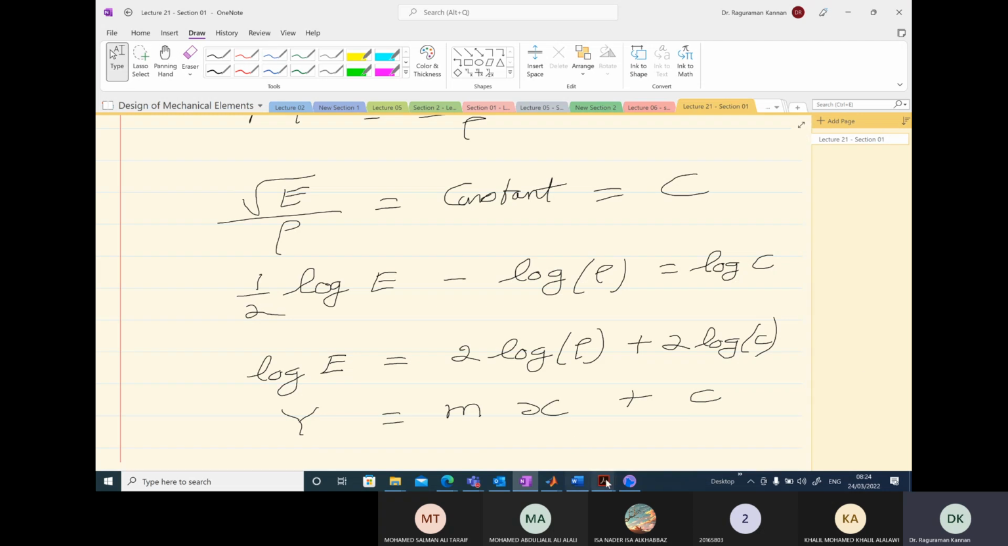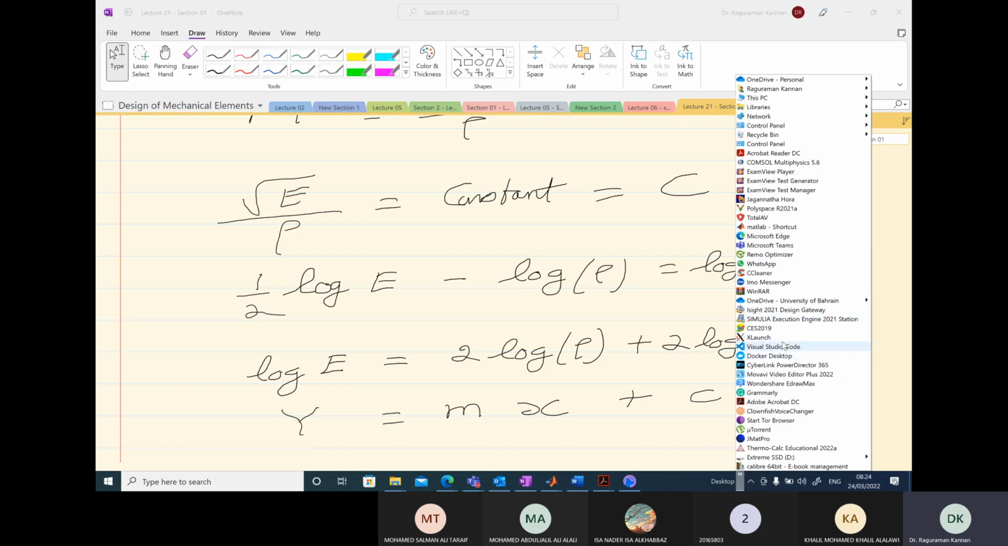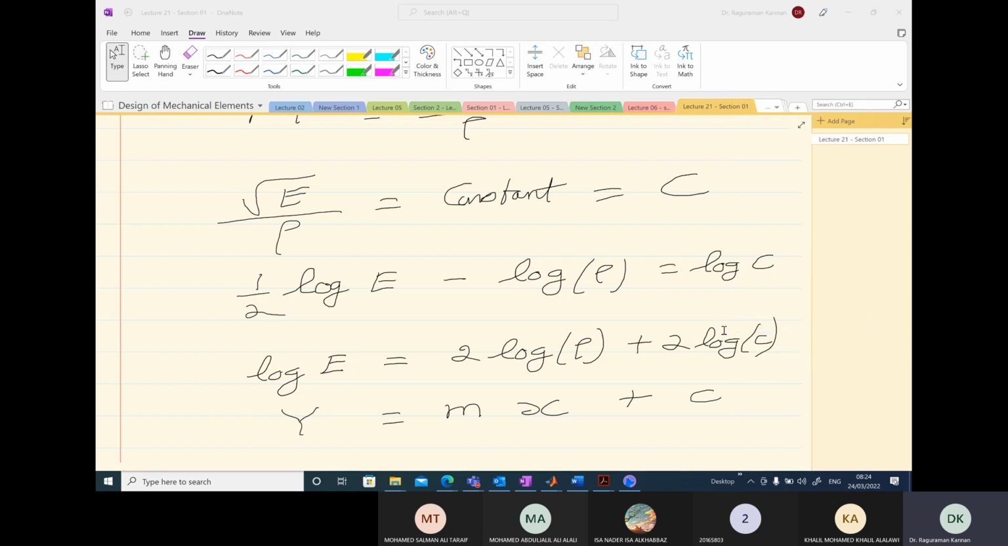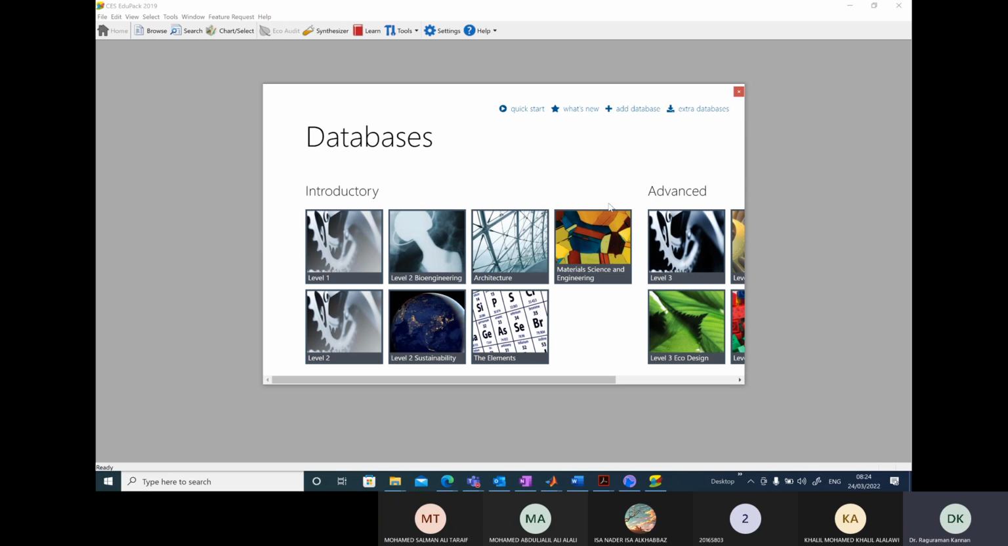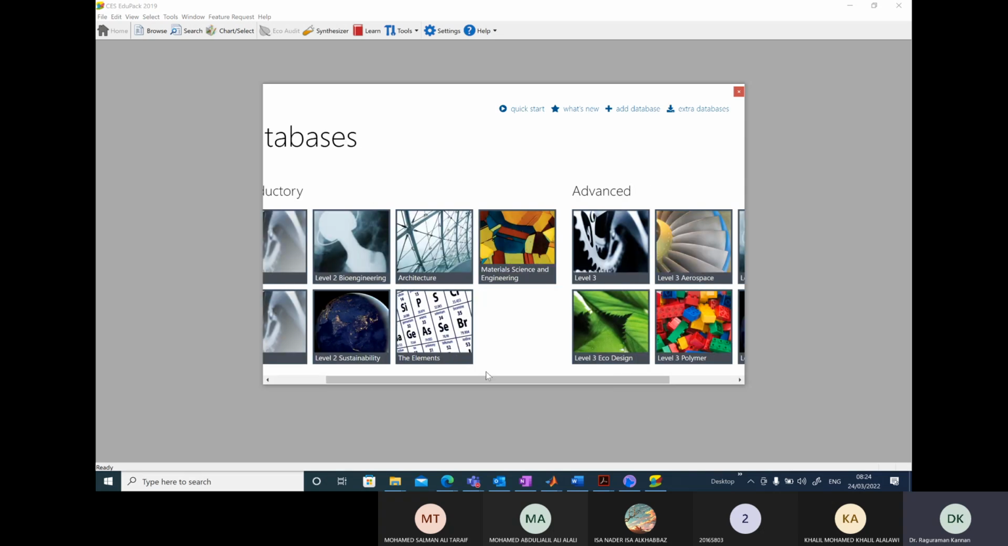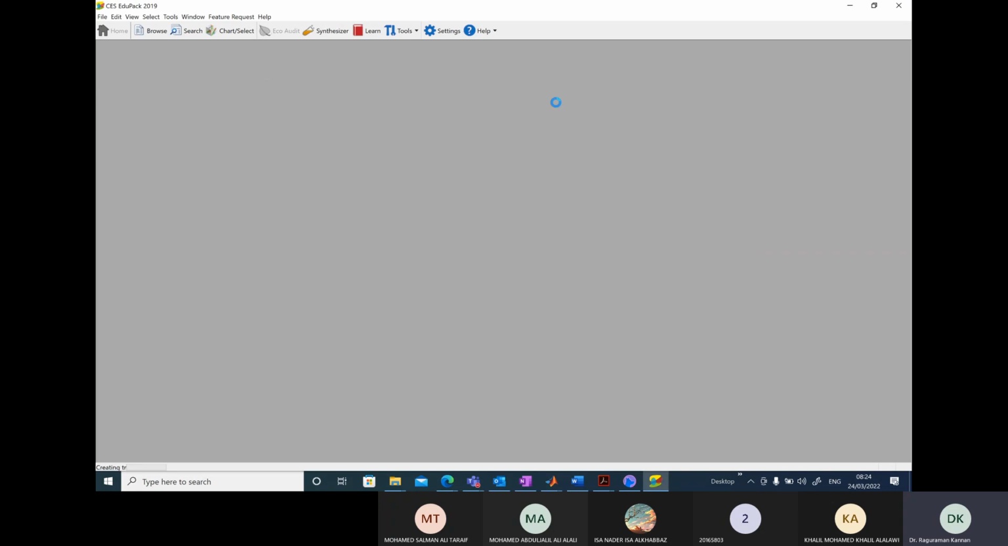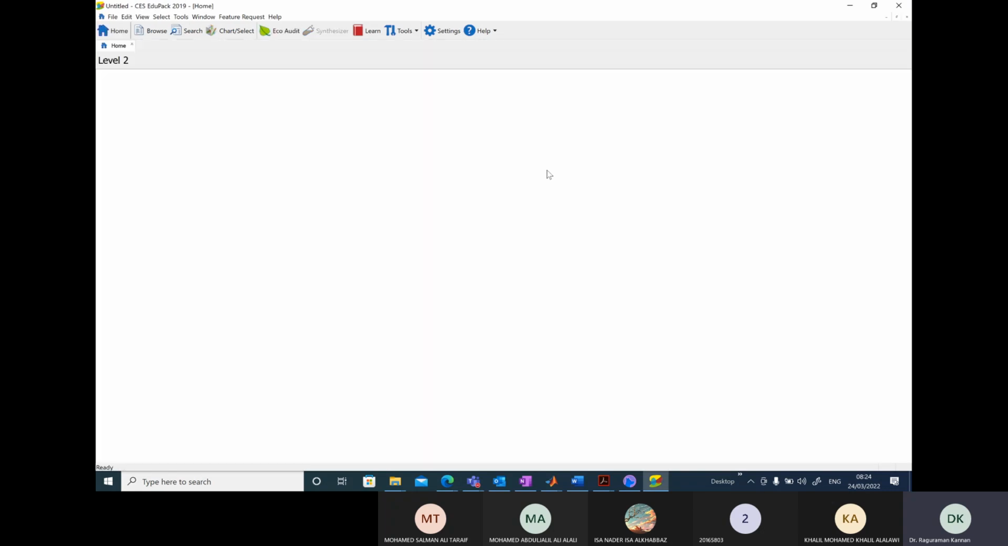So let's open up an Ashby chart here. I will provide all these Ashby charts on paper, especially for your test 1, and you will have to draw them physically. So here I'm going to show it with the software, on how to draw on the Ashby chart.